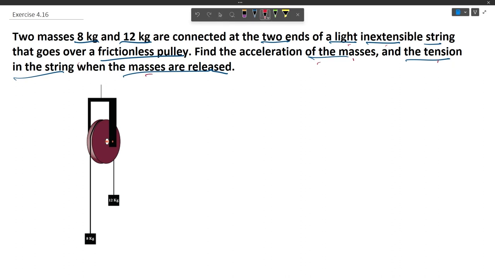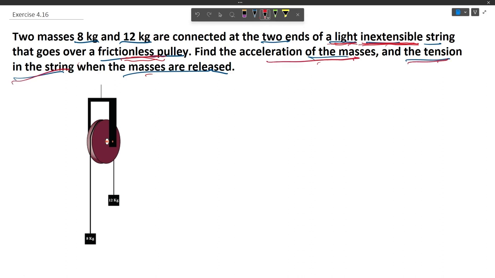So here the string is light, it means its weight is not going to be considered, and it is inextensible, it means the string is not extending upon application of load, and also the pulley is frictionless, therefore we don't need to consider the friction force over the pulley. Now we need to find the acceleration of the masses and the tension in the string.